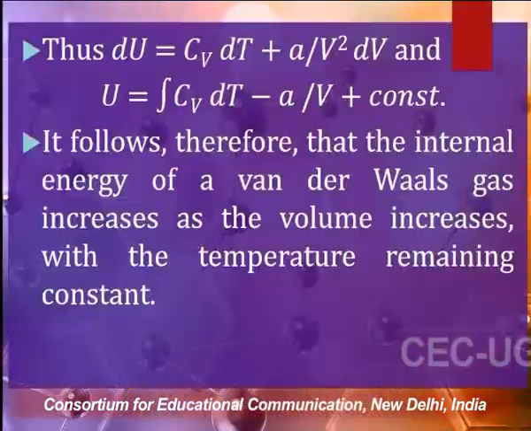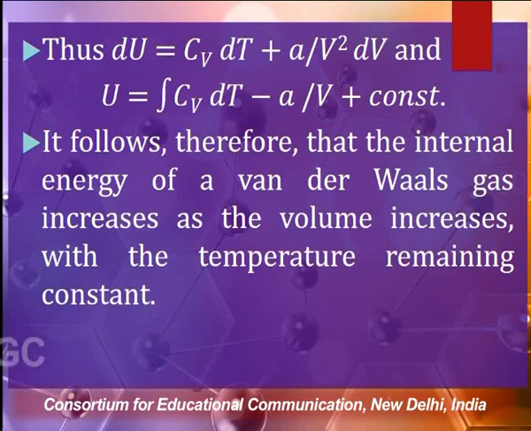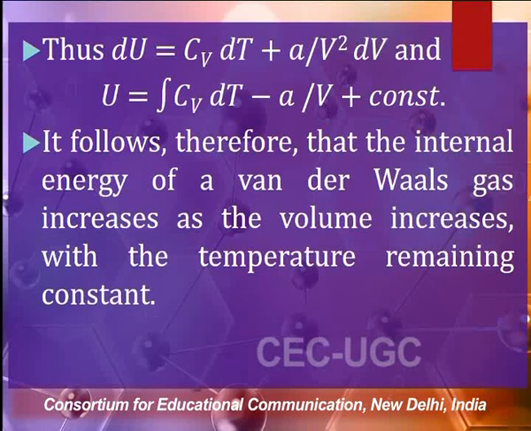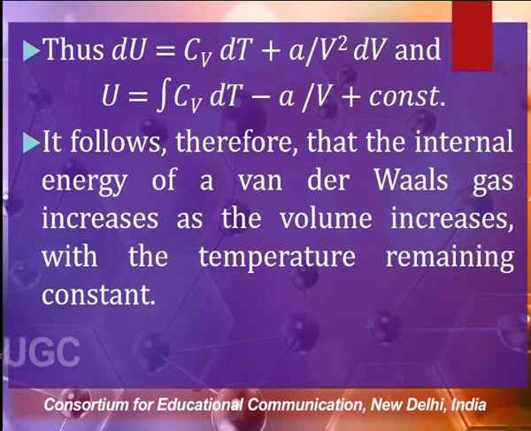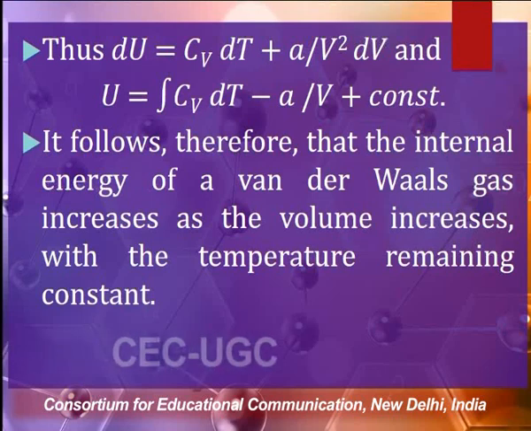Thus we have dU is equal to Cv dT plus A by V square into dV. To get U, I will take the integral of both sides and I get U is equal to integral Cv dT minus A by V plus constant. It follows therefore that the internal energy of a van der Waals gas increases as the volume increases, while the temperature remains a constant, that is, an isothermal process.